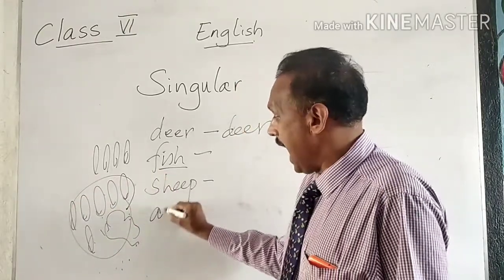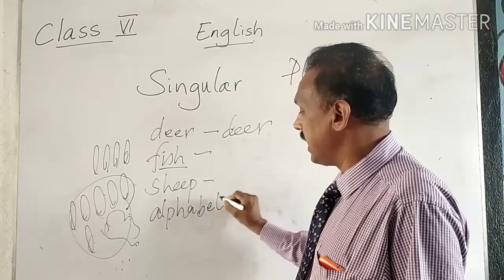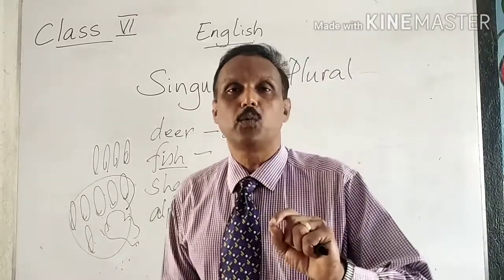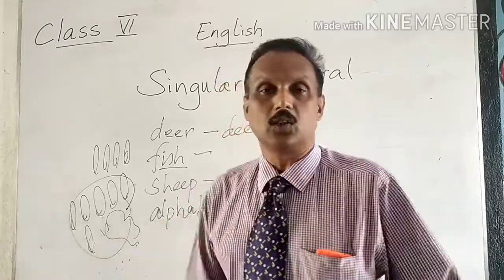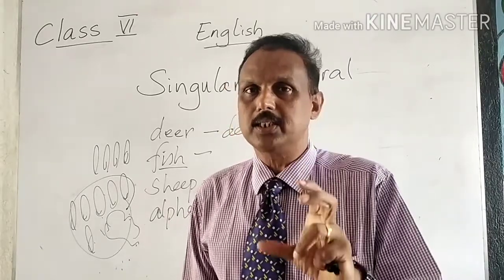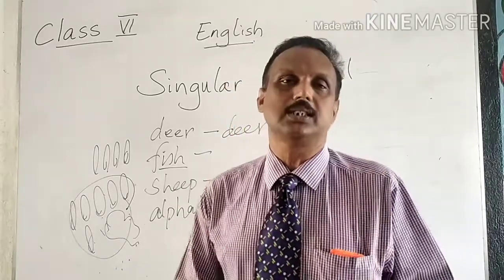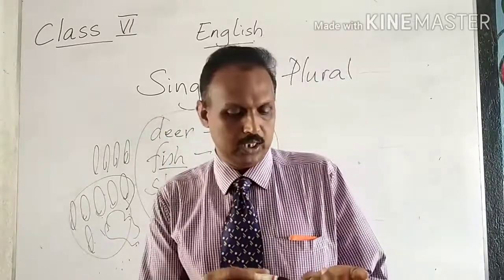The same way, alphabet. How many alphabets are there in English? There are 26 alphabets. Don't say it is wrong. It is 26 also, we say alphabet. Whereas when I ask you how many letters are there in English, there are 26 letters in English. So some of the words don't have a plural.